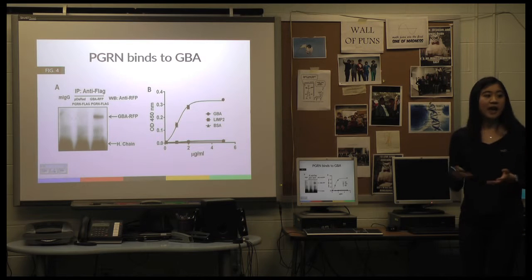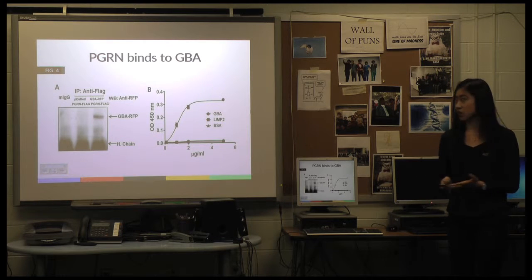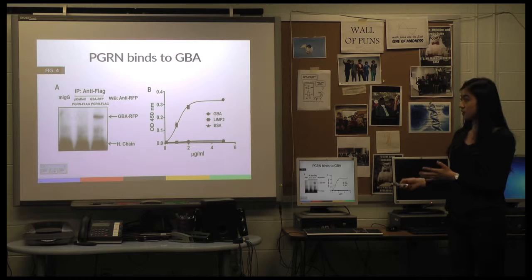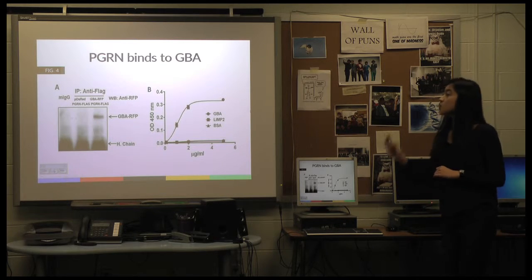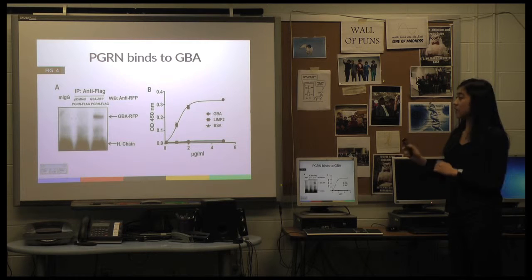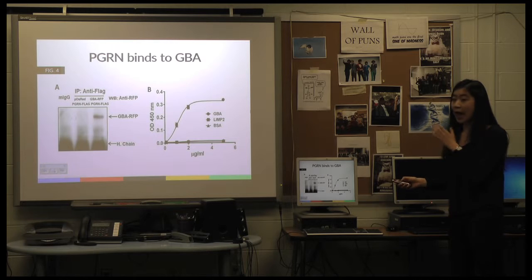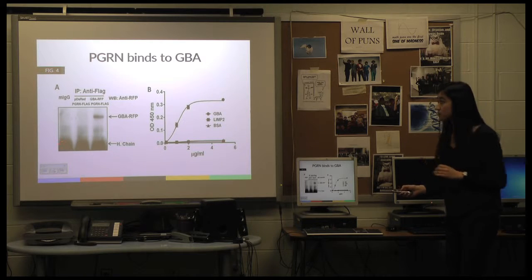Afterwards, we wanted to see how these two interacted with each other. So in our first experiment on the left, we conducted a co-immunoprecipitation assay. How this works is that we transfect cells and add markers to what we want to measure. In this case, we tag progranulin with a FLAG tag and GBA with the RFP marker.